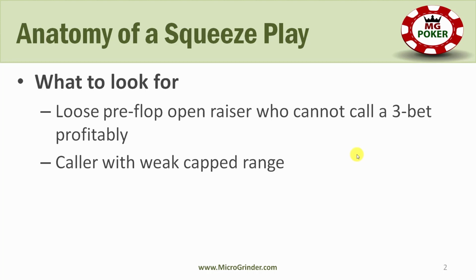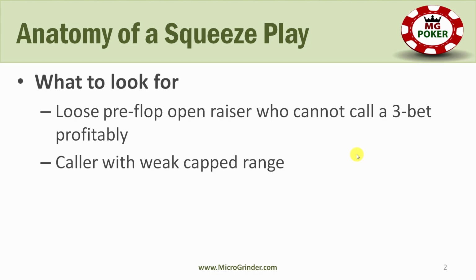The whole point is that the caller should be a weak caller. We don't want to attack somebody that's a caller that's going to be a good opponent, unless they are folding to a high percentage of 3-bets. If they're folding to a high percentage of 3-bets, then that's perfectly fine. But typically we want to look for somebody that has a weak capped range, and typically they're a weak opponent, because we want to isolate them by squeezing the initial player out of the hand.